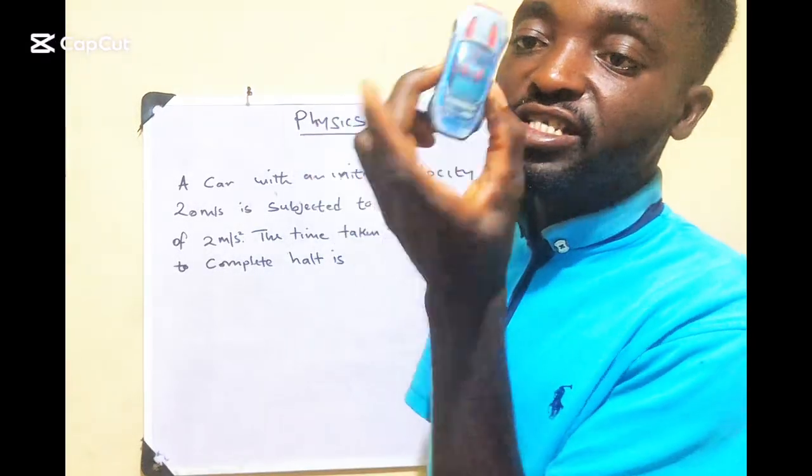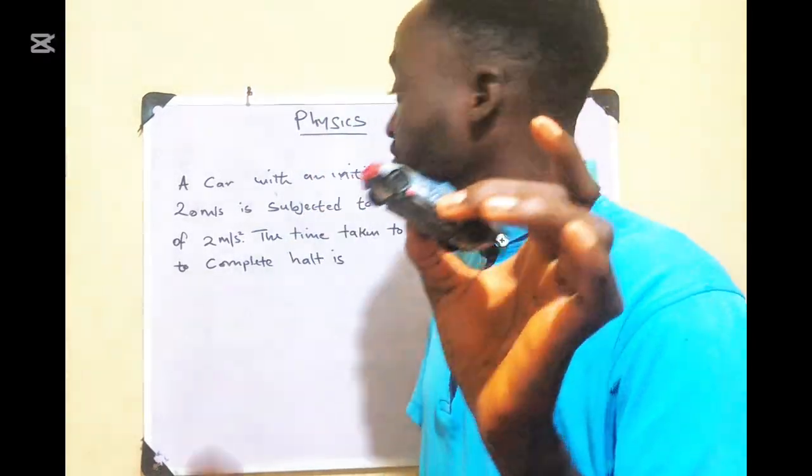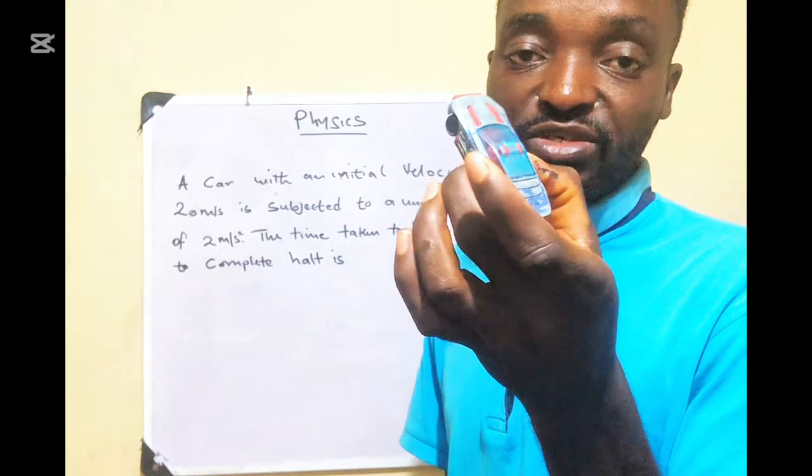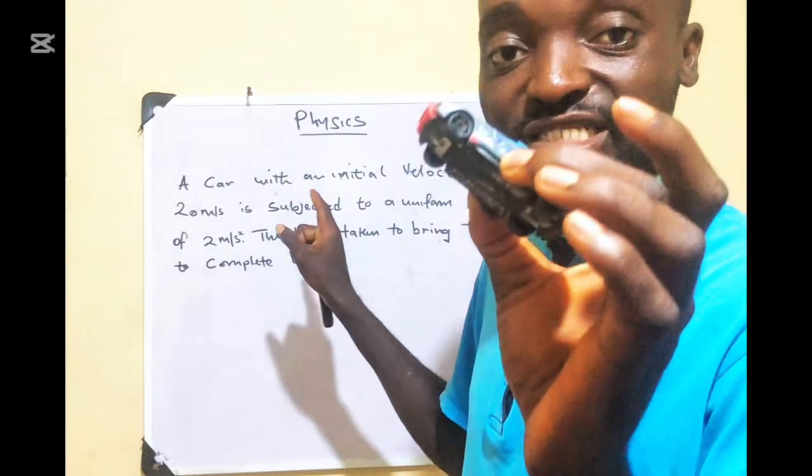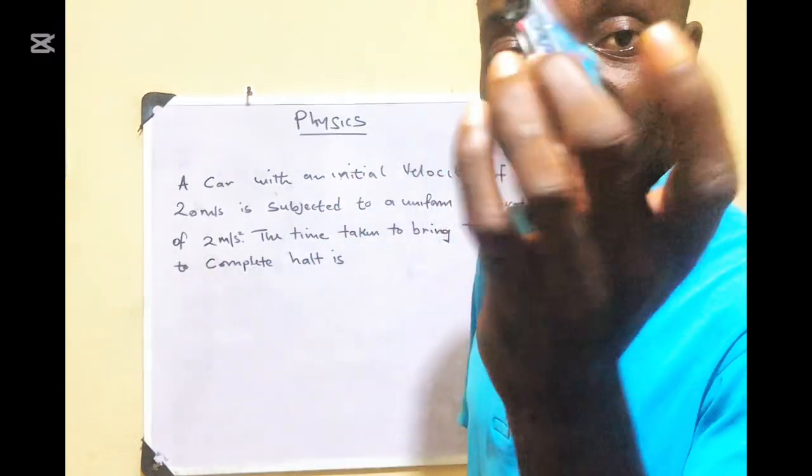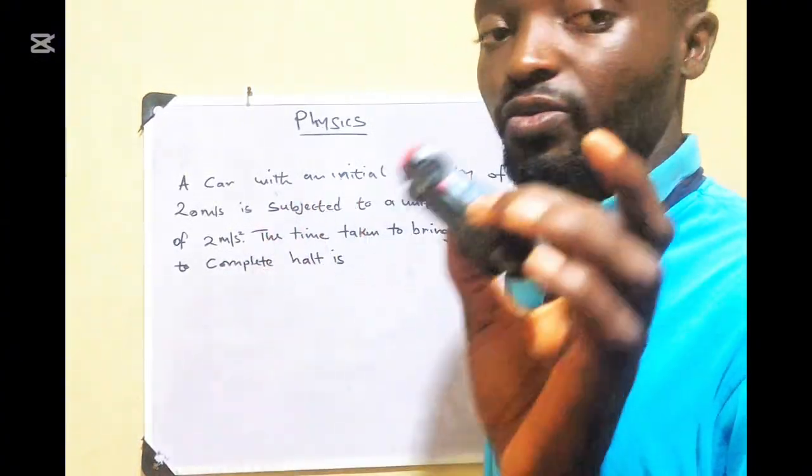Now I want you to take a look at this car that I'm holding here. I'm going to use it to illustrate this question that we have here on the board, so that you understand exactly what is happening. So let's read the question so that you know exactly what is happening before we illustrate it.